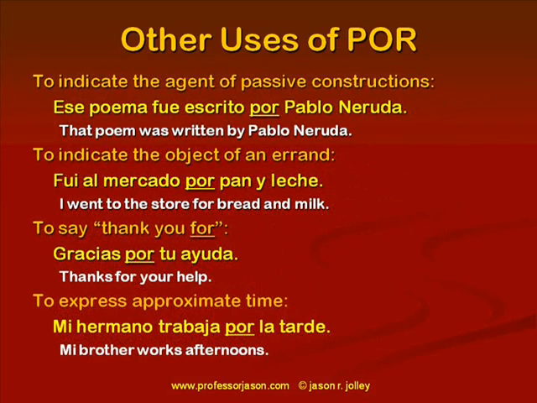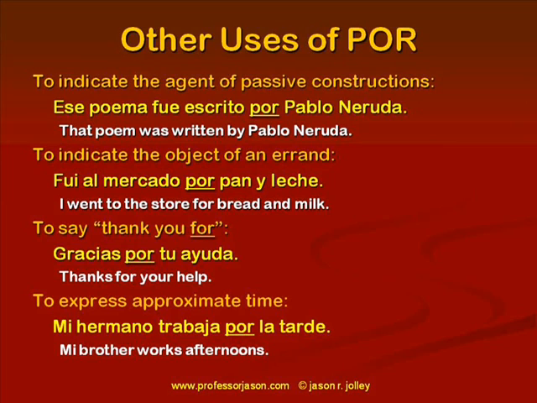We also use por to indicate the agent of passive constructions. Ese poema fue escrito por Pablo Neruda. That poem was written by Pablo Neruda. We use por to indicate the object of an errand when we want to say we went somewhere for something, to get something. Fui al mercado por pan y leche. I went to the store for bread and milk.